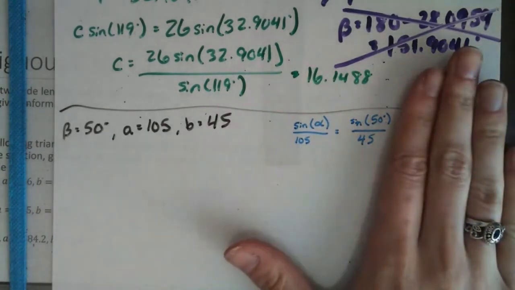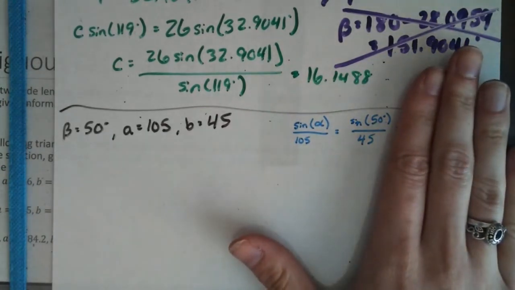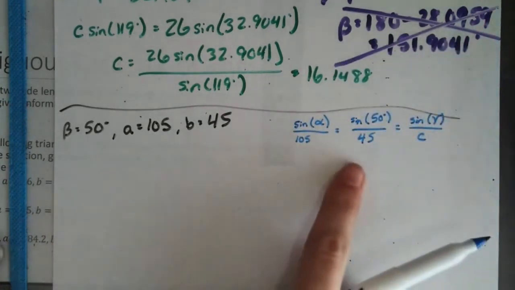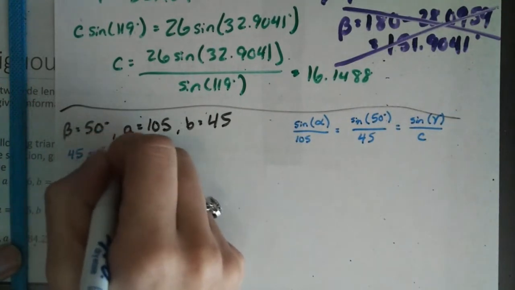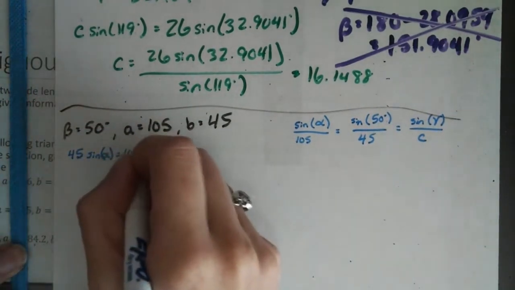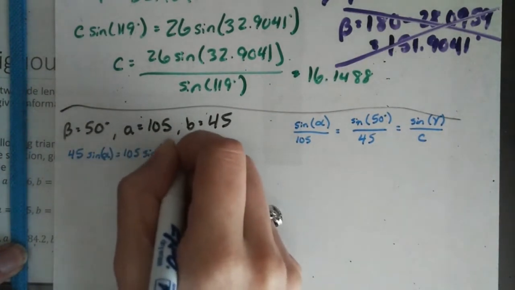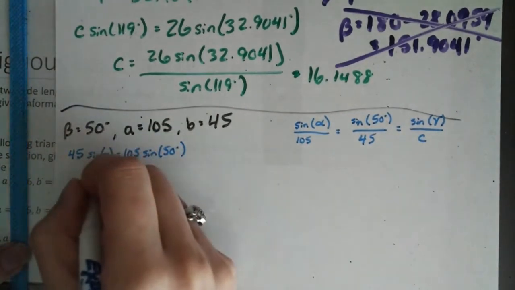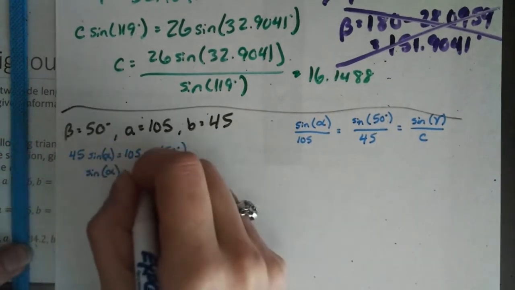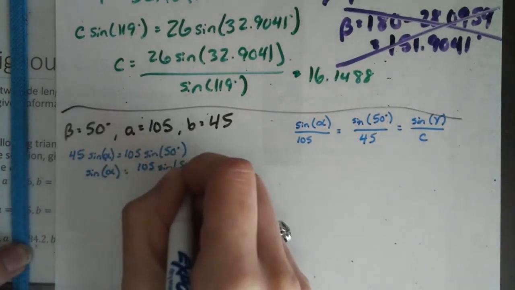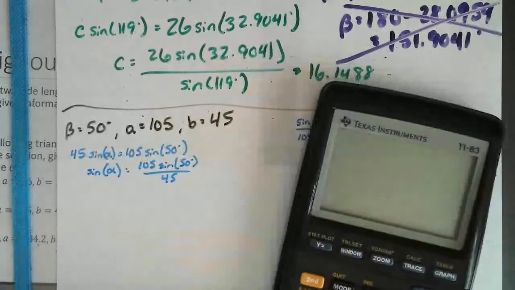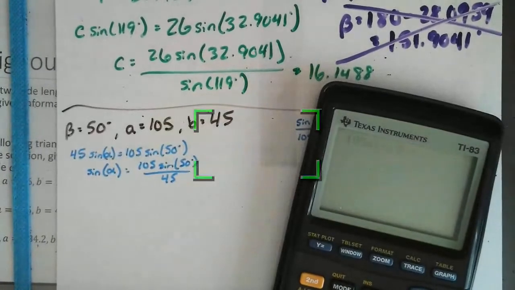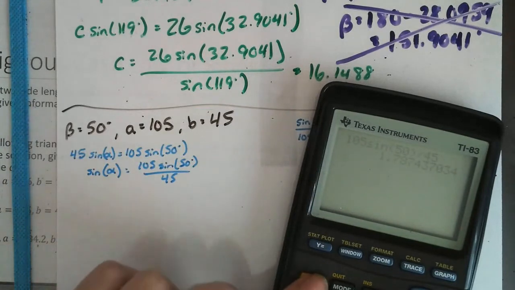If I use the first two, I only have one unknown, that's alpha, so I will cross multiply to help me find alpha. We're going to get 45 times the sine of alpha is equal to 105 times the sine of 50 degrees. Dividing both sides by 45, we get the sine of alpha is equal to 105 sine of 50 degrees over 45. 105 sine of 50 divided by 45. I inverse sine that.